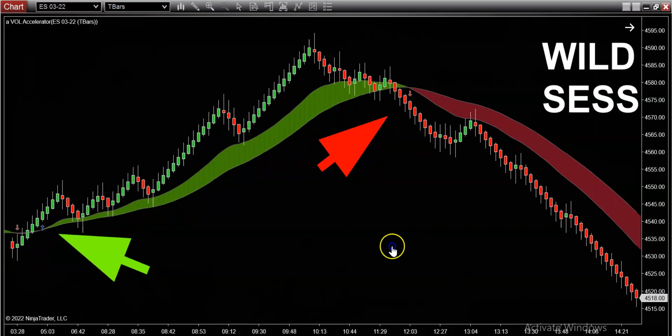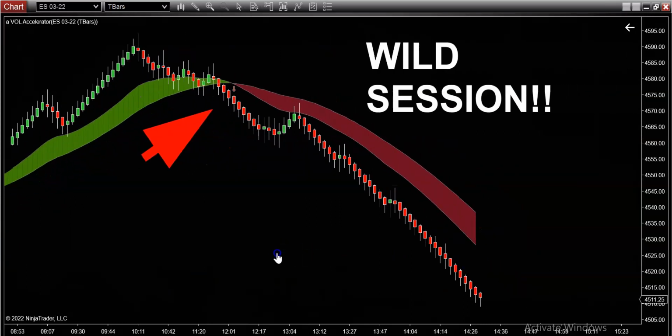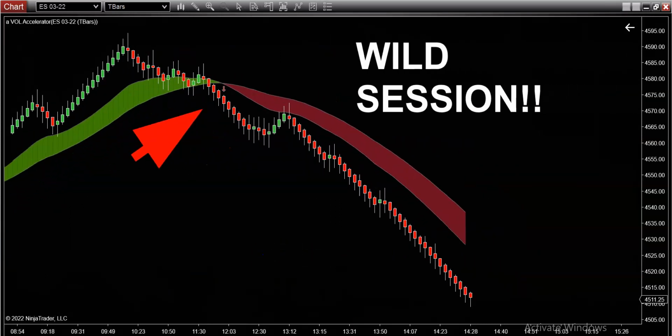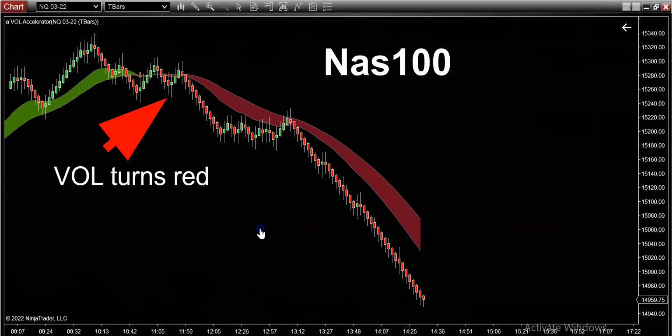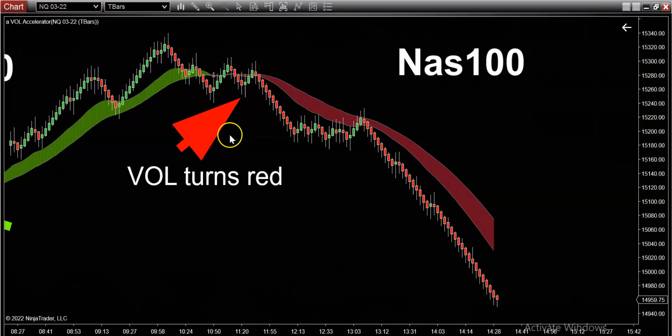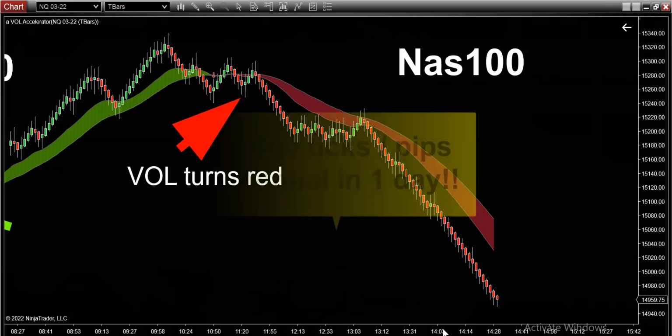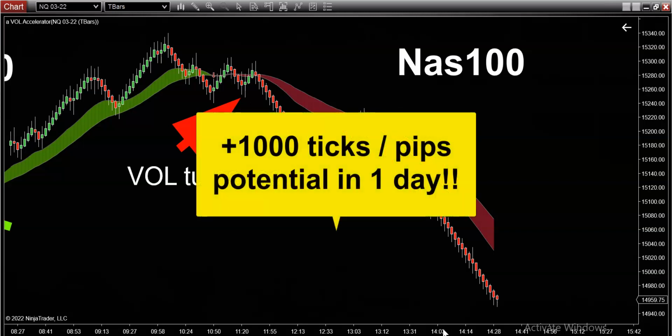Now, there is no doubt, folks, for those of you guys that love trading the afternoon session on the S&P 500, even on the NASDAQ. Here's the NASDAQ. Volume turned red right at lunchtime, and the NAS just plunged, something like 1,000 ticks or pips if you're following along in Forex. Folks, just think about that for a second. 1,000 ticks or 1,000 pips. It's hard to fathom. I'm with you.